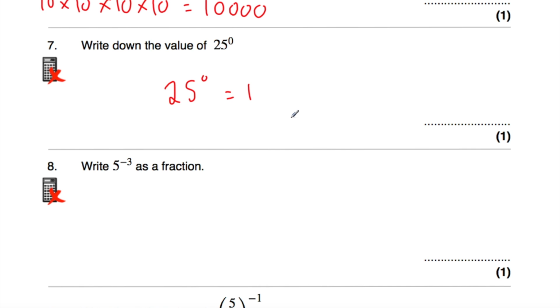I look at 5 to the power of 1, 5 to the power of 2, 5 to the power of 3 and so on. And I show you that if we go back downwards, we divide by 5 every time. So if 5 to the power of 1 is equal to 5, 5 to the power of 0 would be, you would divide by 5 again and you would get 1. So that means that 25 to the power of 0 is equal to 1.